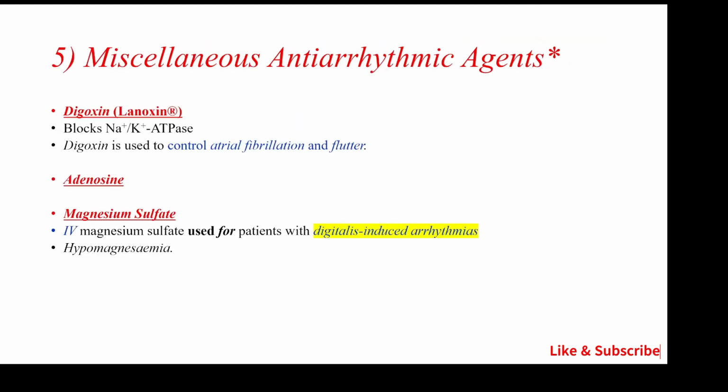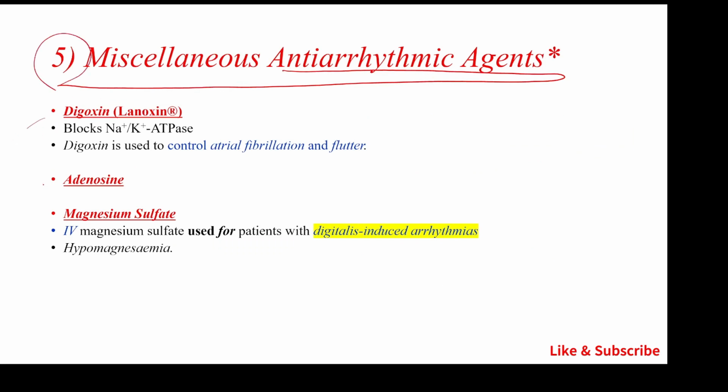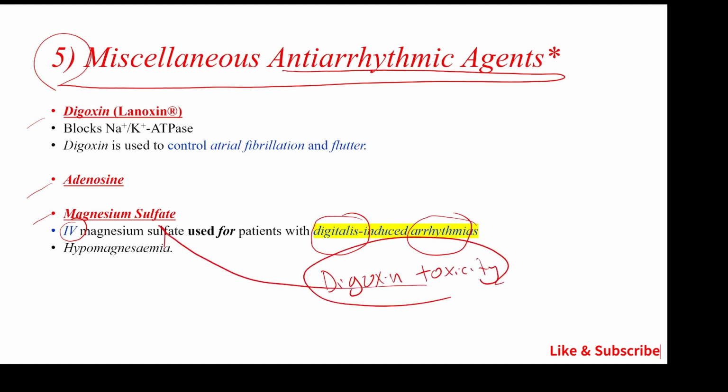Okay, moving to the last group of medications used as antiarrhythmic agents, we have the miscellaneous agents such as digoxin, adenosine, and magnesium sulfate. We are going to discuss them, but speaking about magnesium sulfate, we use it IV for emergency in patients suffering from cardiac arrhythmia due to digitalis or digoxin toxicity. In digoxin toxicity, magnesium sulfate will be the drug of choice, and it is prescribed IV.